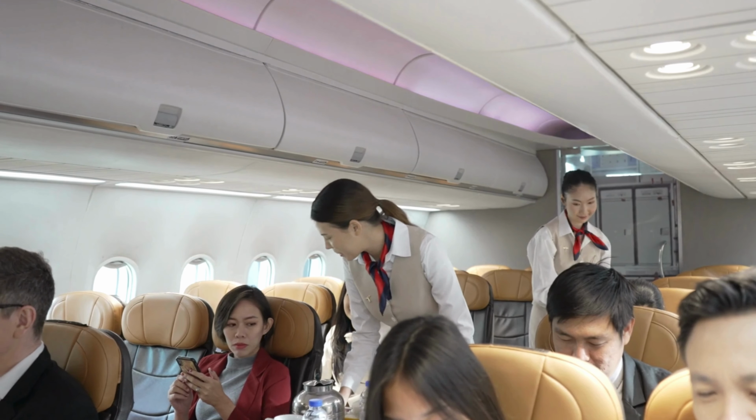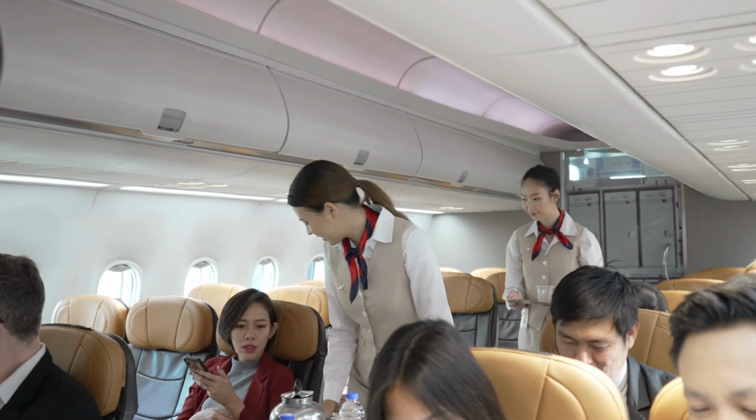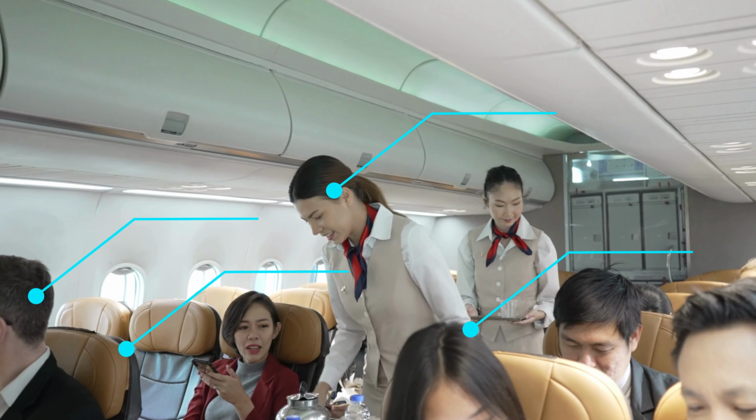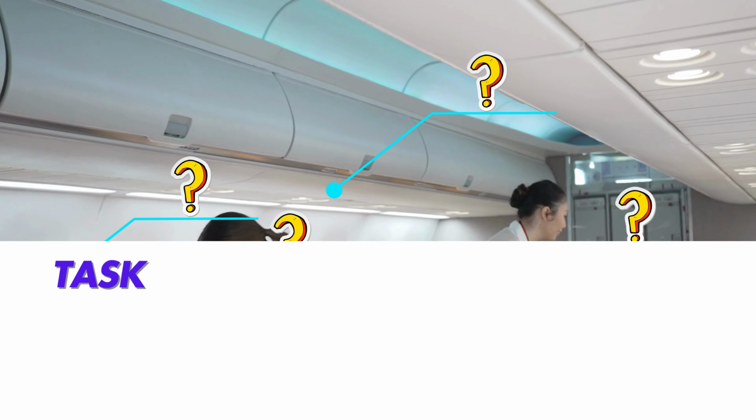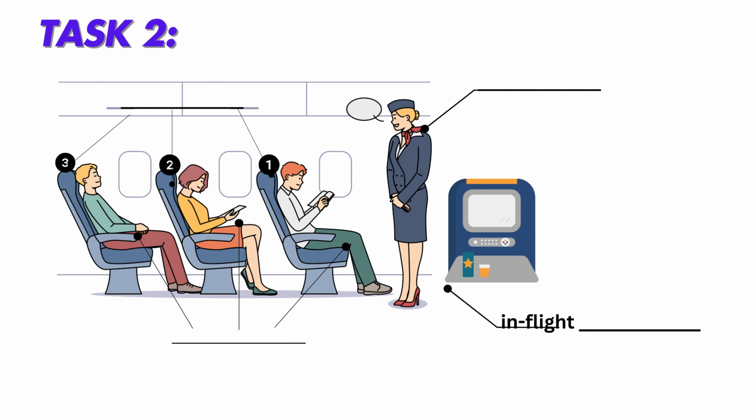Now that we've labeled the stages of a flight, let's move on to task 2 and explore the inside of a plane. Look at the second picture. It shows what the inside of a plane looks like. Your task is to identify the different parts using the missing words. Let's do it together. The person standing and helping everyone is the flight attendant. They are offering service to people on the plane.